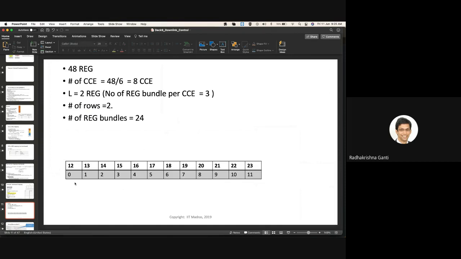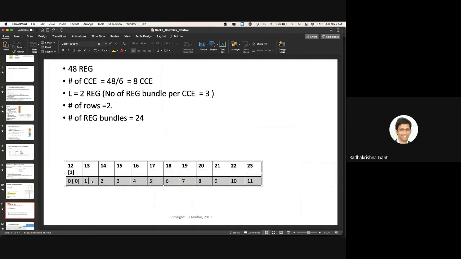Let's write the mapping. The 0th CCE will be mapped here, the first CCE will be mapped here. In this particular case, the number of CCEs will always be 8. So I'm going to write the map for the CCEs in this pack. The 0th CCE will be put here, the first CCE here, the second CCE here, the third here, the fourth, fifth, sixth, seventh. After the seventh, what will happen? CCEs 0 to 7, then again 0 starts.